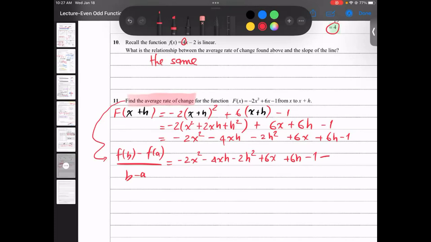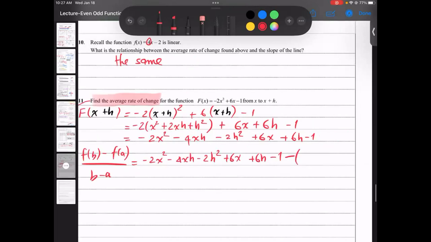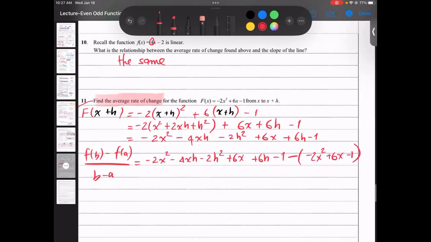When I subtract a function, can I change the signs? So minus negative 2x squared plus 6x minus 1, over b minus a. b is x plus h, minus a is x. I don't want to rewrite the whole thing. Can I distribute and change the signs here? Is that okay? So remove the parentheses, so everything changes sign.